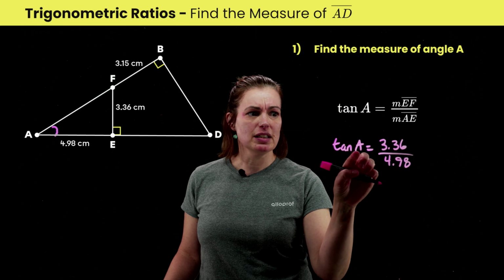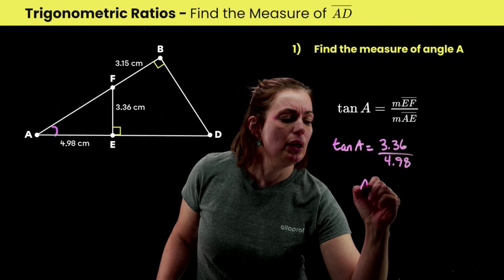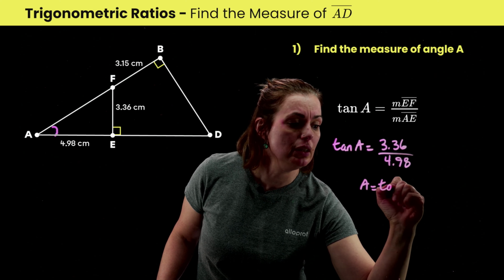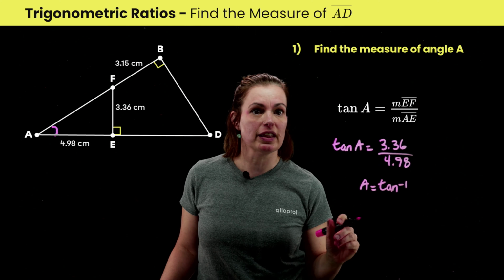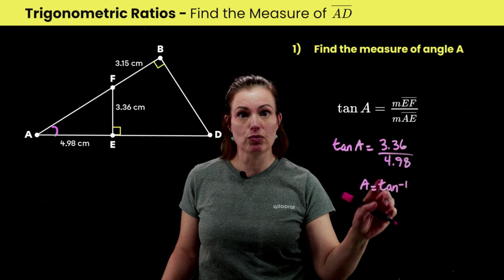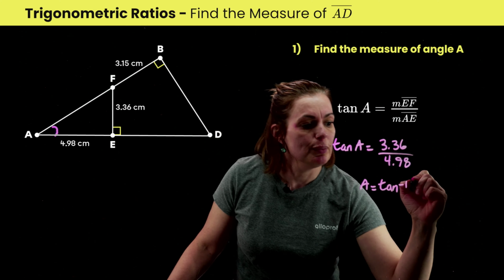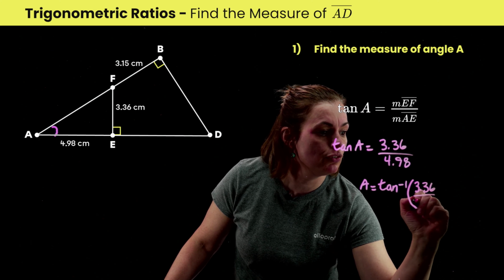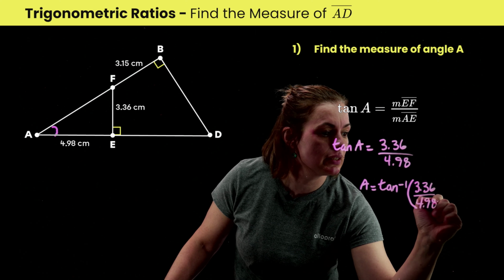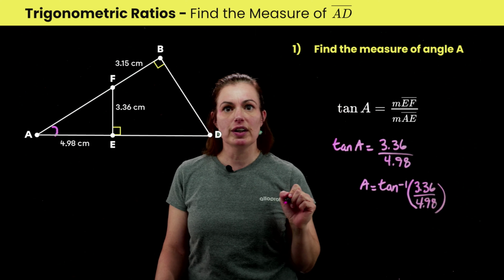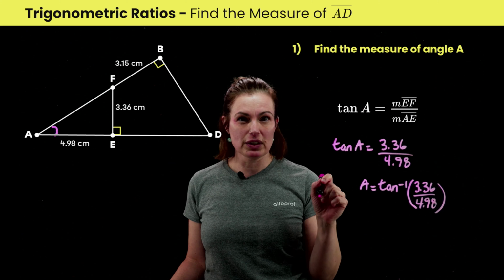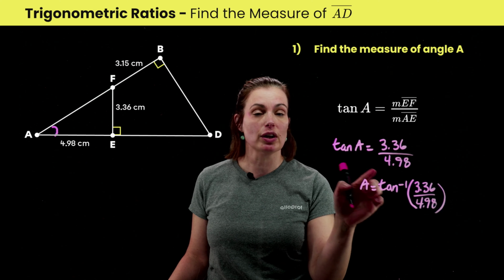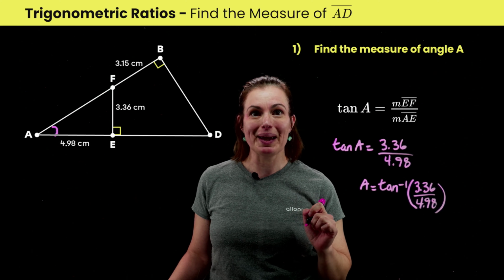Now, the thing is, I need to isolate for the angle A. So in order to do that, I actually have to use what's called the arctan function. And on your calculator, it looks just like that. It's tan to the exponent -1. So I'm going to be looking for the arctan of 3.36 over 4.98. If you're having trouble finding arctan on your calculator, it's often the second function of the tan button. Any scientific calculator will have arctan, so just keep looking, okay?